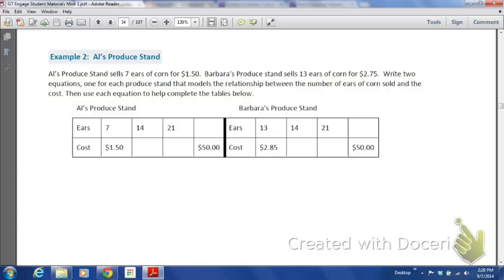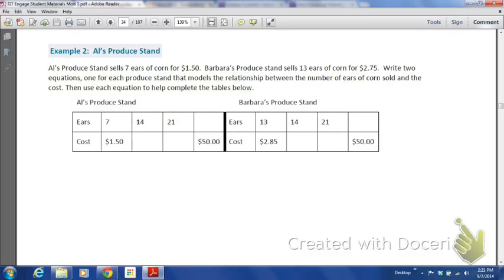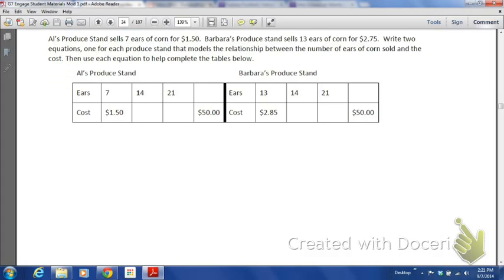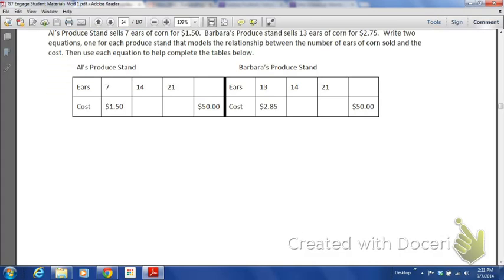Our example 2 is Al's produce stand, and I'm going to go ahead and read this problem to you here. Al's produce stand sells 7 ears of corn for $1.50. Barbara's produce stand sells 13 ears of corn for $2.75. Write 2 equations, one for each produce stand, that models the relationship between the number of ears of corn sold and the cost. Then use each equation to help complete the tables below.